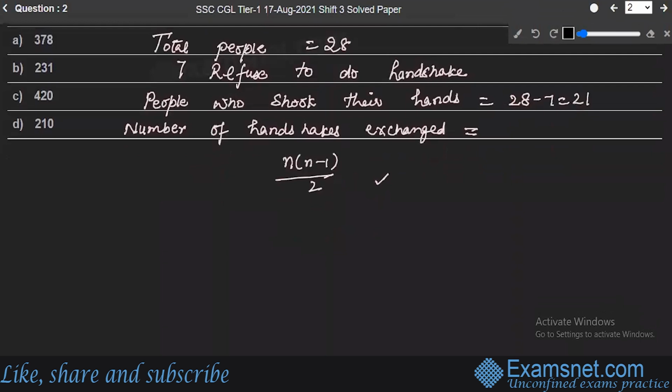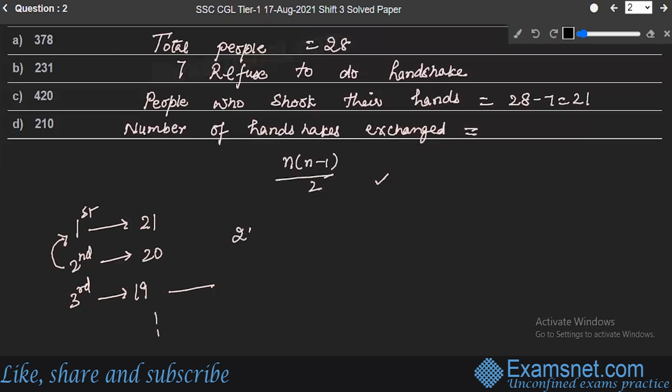See, before using this formula, you need to understand how this whole event happened. There were 21 people, right? So, first person shook hands how many times? 21 times. Second person shook 20 times, right? Why? Because he had already shaken hands once with the first person. Then the third person shook 19 times, to the other 19 people, right? So on. So it was like 21, 20, 19, so on till the second person.